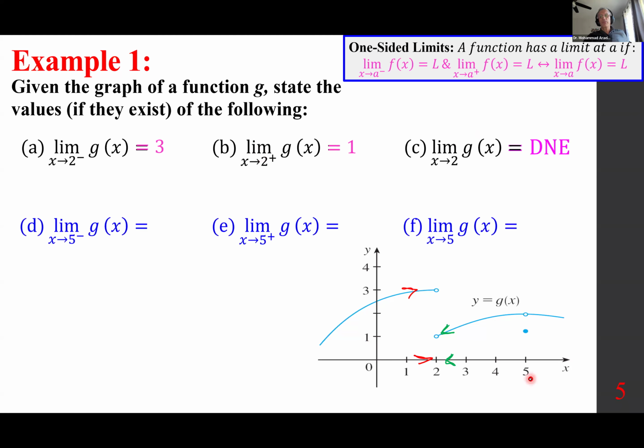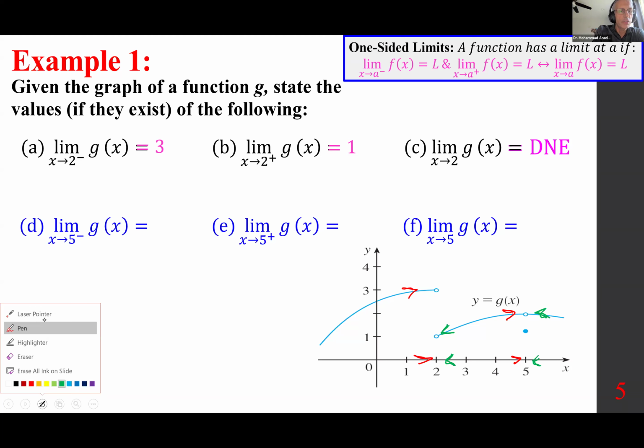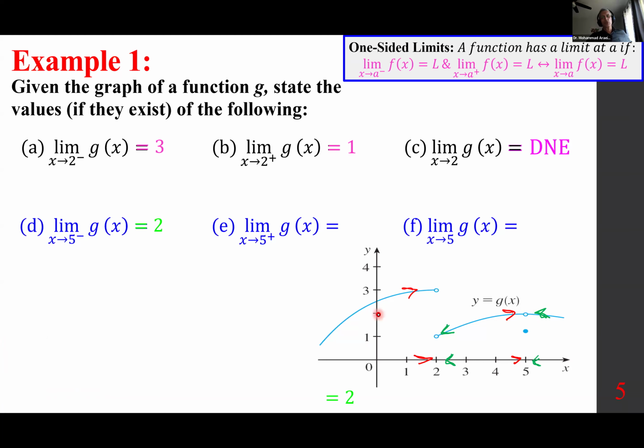What about 5? Because we are interested in finding the limit of g of x as x approaches 5, we look at the one-sided limits, the limit from the left and right. We do the same thing. From the left of 5, we move this way. From the right of 5, we move this way. And in both cases, we are moving towards this hole, and this hole has a y coordinate of 2. Because they are identical, the limit does exist.